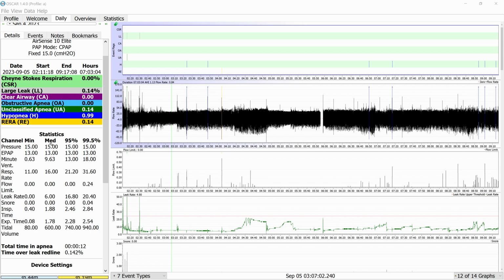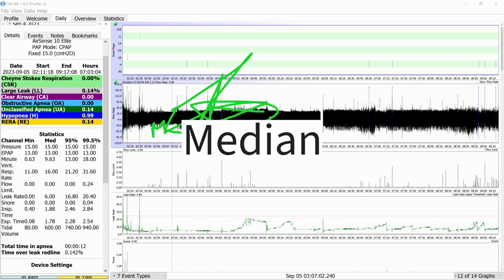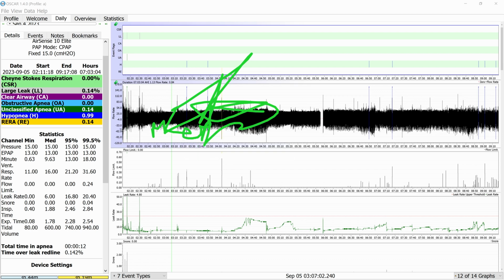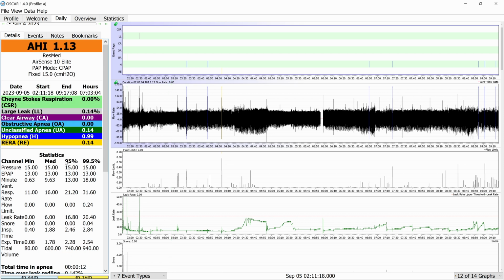Med stands for median, not medium, median. It can be considered the middle value. So if you were to take all the pressures throughout the night, for example, and rank them from lowest to highest, then the middle of that rank would be considered the median. Okay.